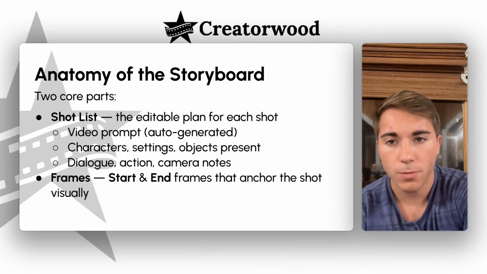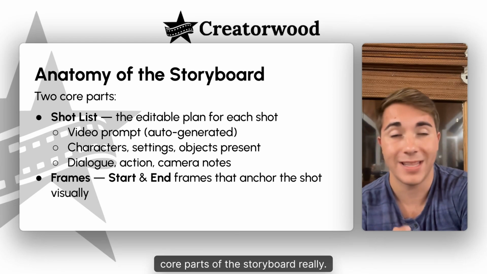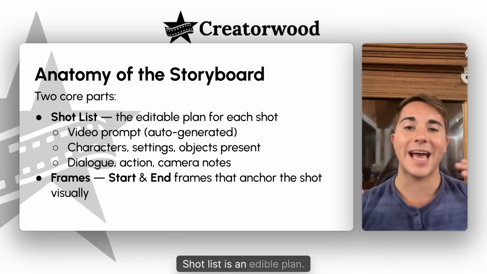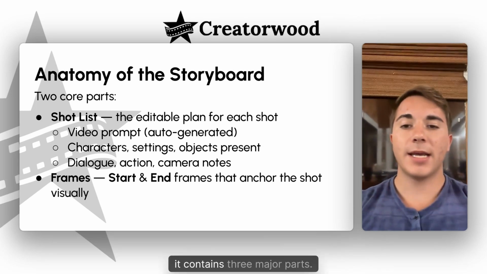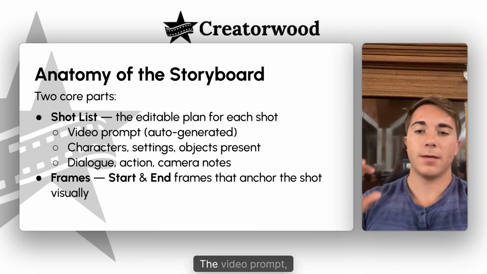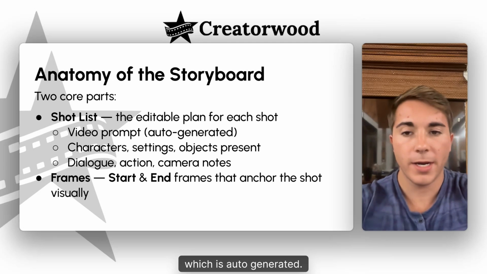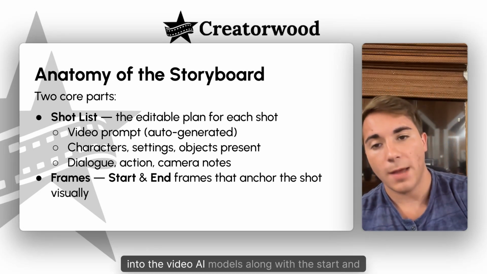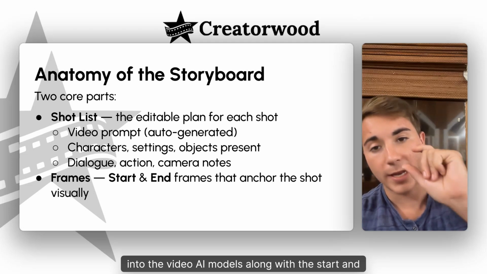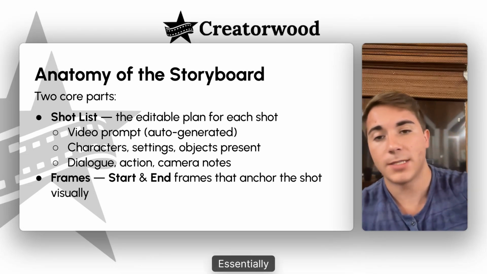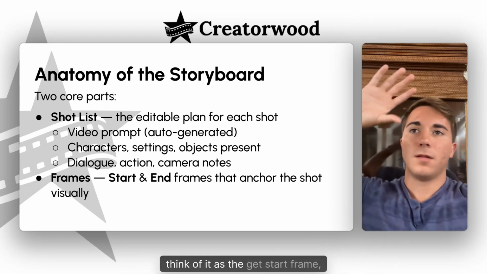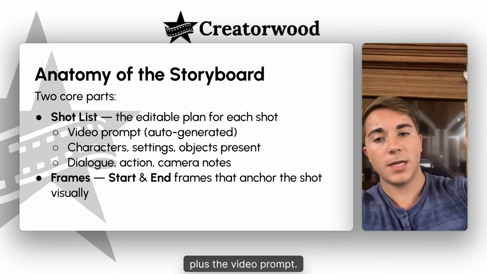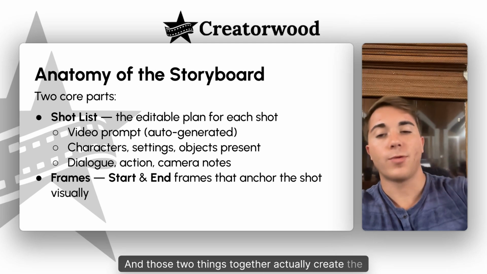So there are two core parts of the storyboard, really the anatomy of the storyboard. The first is the shot list. The shot list is an editable plan for each shot. It contains three major parts. The video prompt, which is auto-generated. That video prompt is what will be fed into the video AI models along with the start and end frame to actually make the video. Essentially, think of it as: they get the start frame, which is the image of what starts the actual video, plus the video prompt. And those two things together actually create the video.